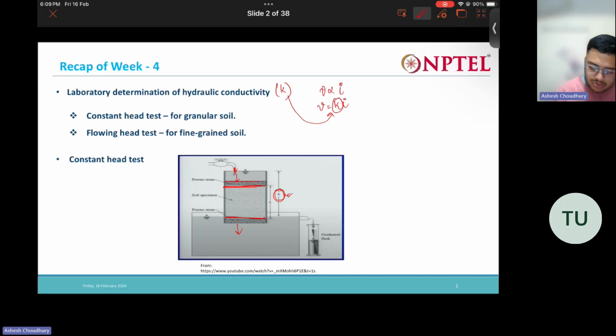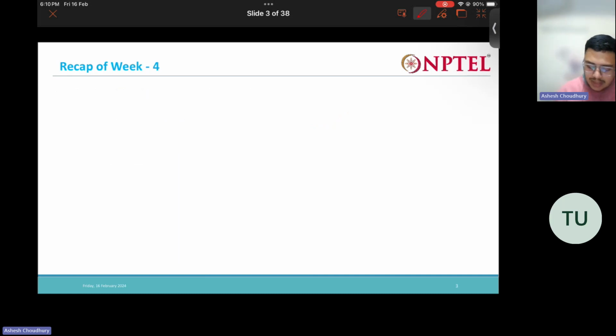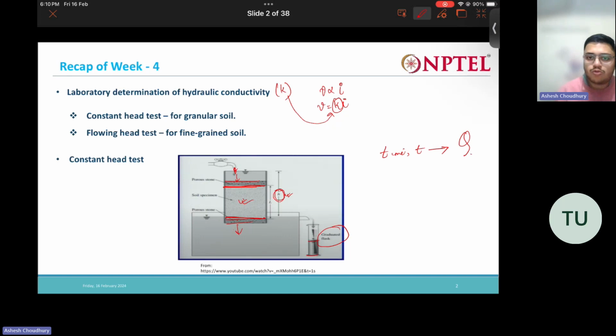Now we have two porous stones placed here, and between the porous stones we have the soil specimen. What we generally do is that in a particular time t, we measure the volume of water that flows through the soil and gets collected in a graduated flask. In time t, Q amount of water gets collected.